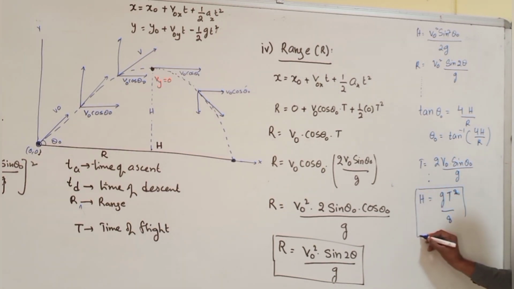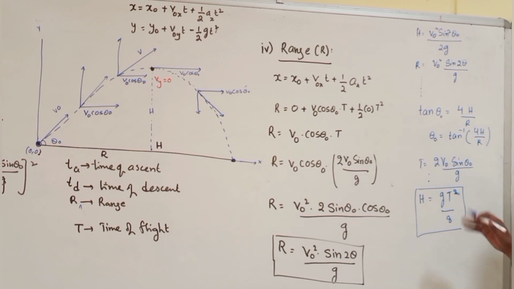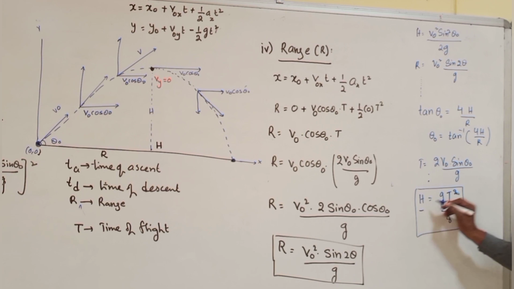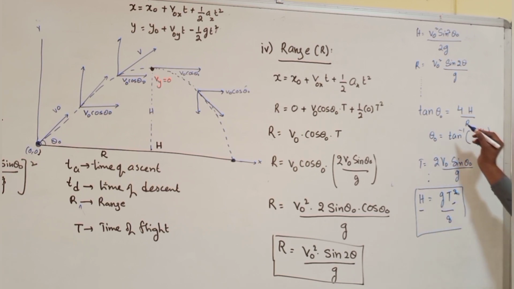This is for your work to extract the relation or simplify the relation between the maximum height and time of flight, and the h and r. You can also write h and r. We can write it as 4h is equal to r tan theta.